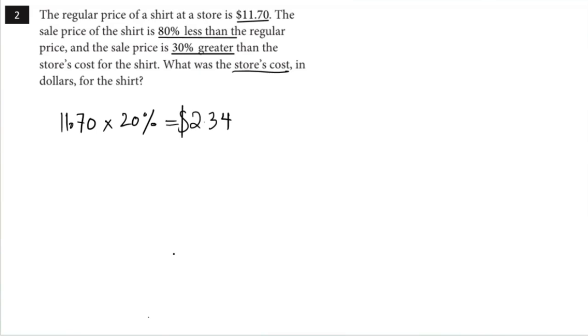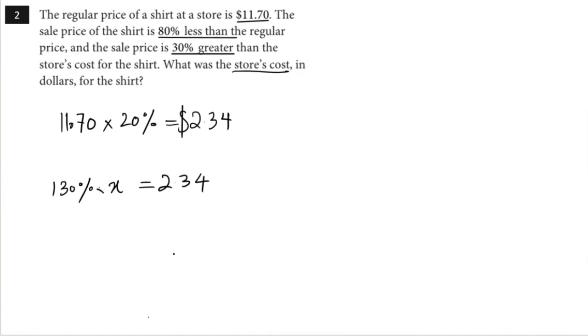And this sale price is 30% greater than the cost price. So let's say the cost price is X, raise it by 30%. So multiply this by 130% and put it equal to 2.34, which is the sale price.